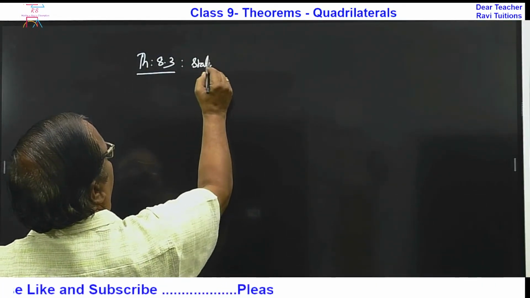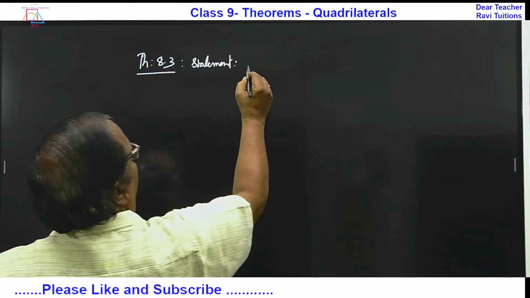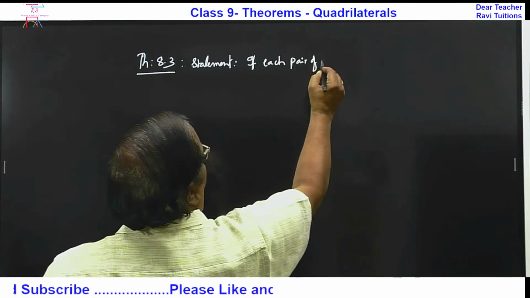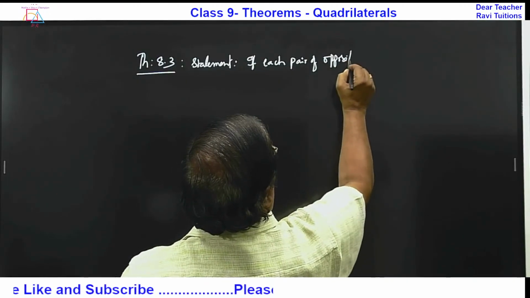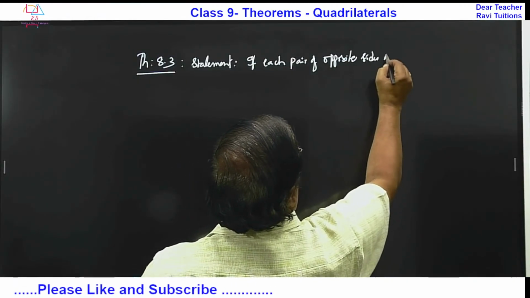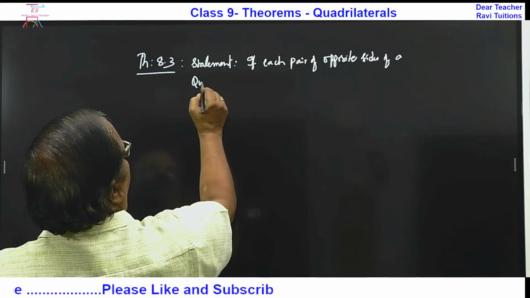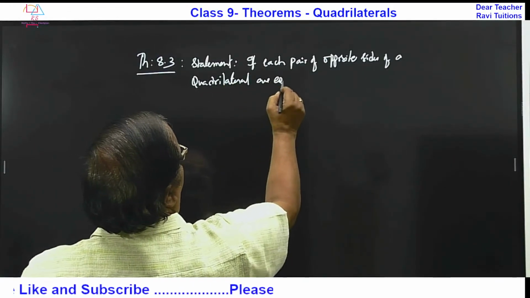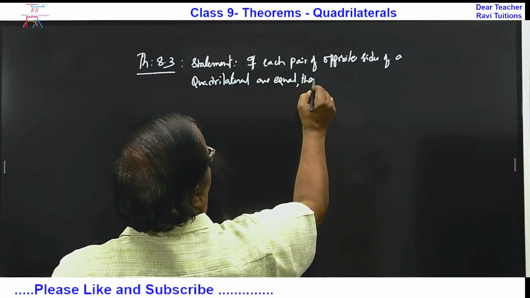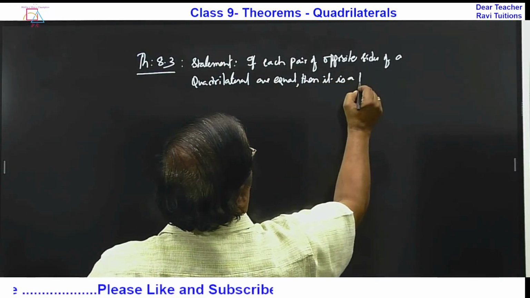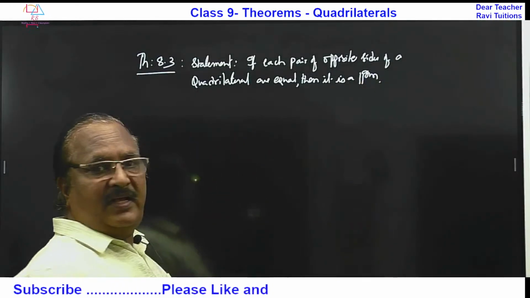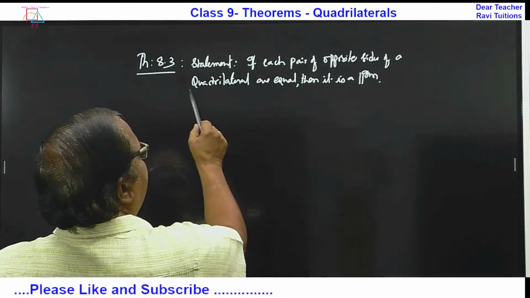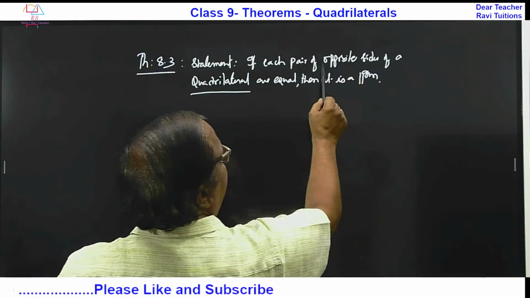Statement: if each pair of opposite sides of a quadrilateral are equal, then it is a parallelogram. It is the converse of 8.2. In this, it is given only that it is a quadrilateral and opposite sides are equal.